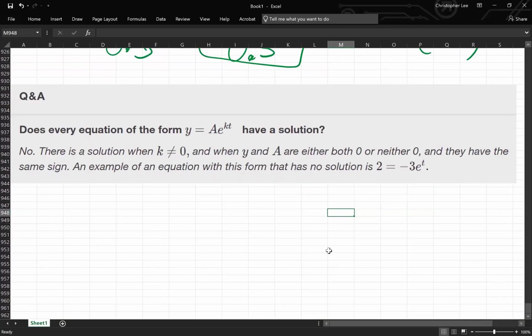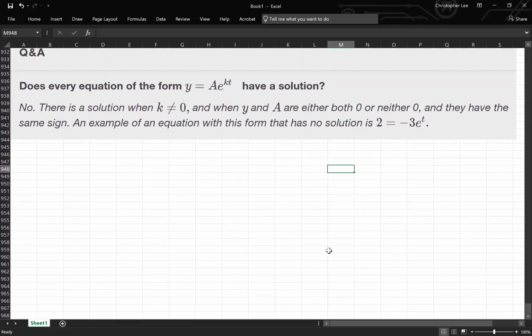All right. Does every equation of the form y equals ae to the kt have a solution? No. There's a solution when k does not equal 0 and when y and a are either both 0 or neither 0, and they have the same signs. So an example of an equation with this form that has no solution is, for example, 2 equals negative 3e to the t.